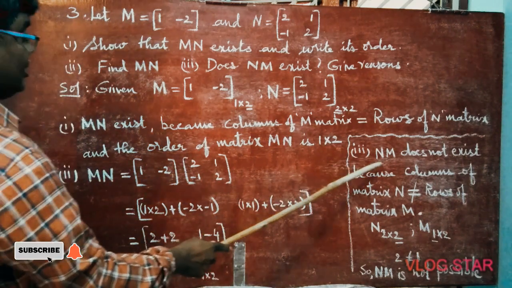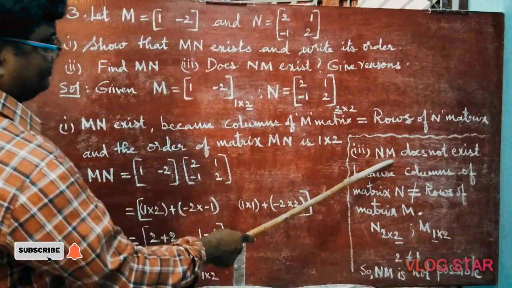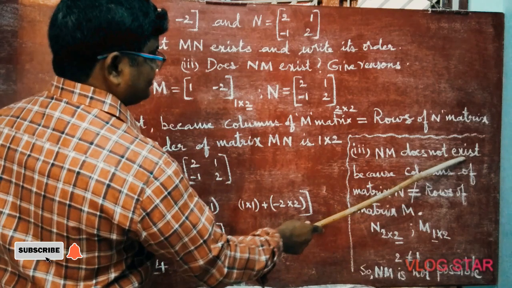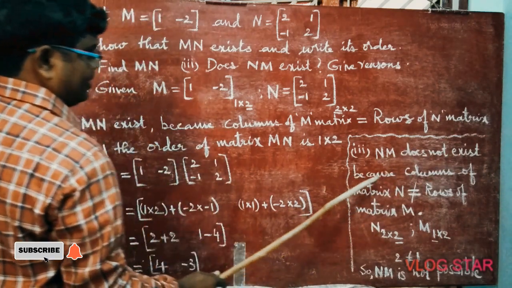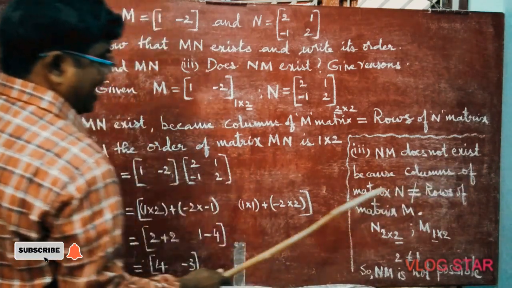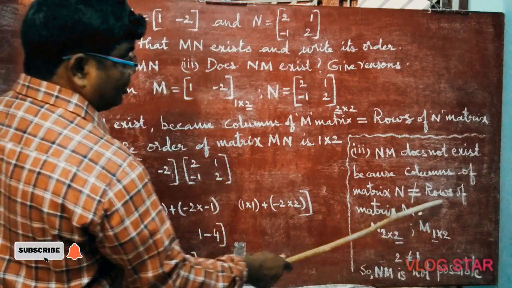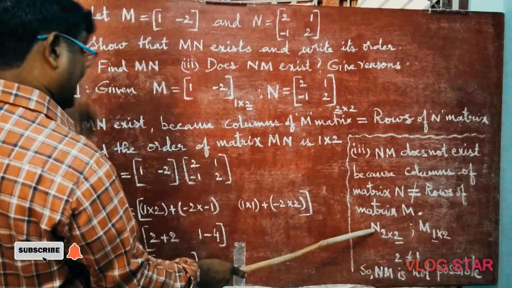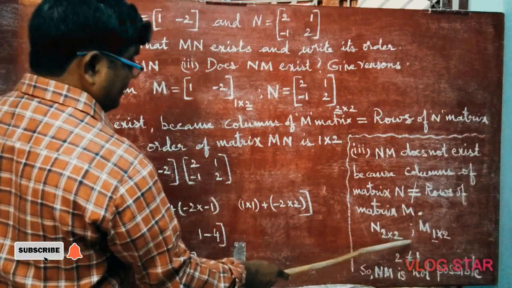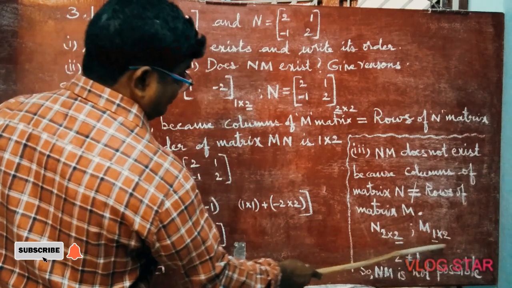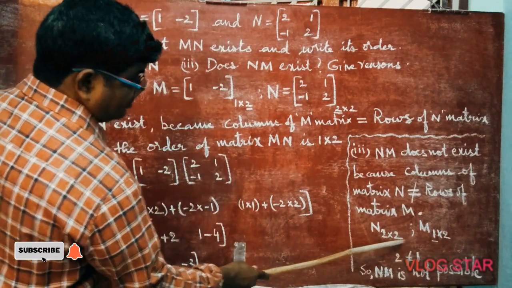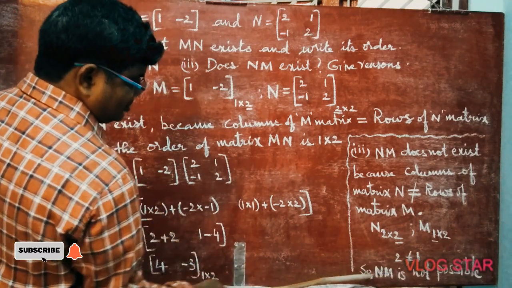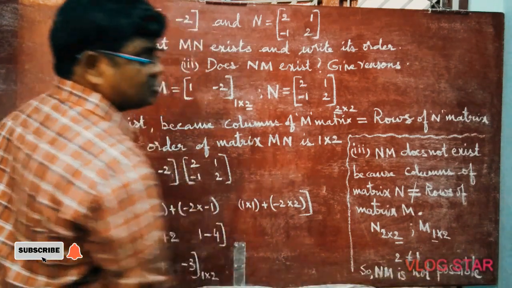Now coming to the third bit. What is the third bit? They told to find NM. Whether it exists or not, they are asking. Does not exist. NM does not exist because columns of matrix N are not equal to rows of matrix M. Here the order of N is 2 by 2. The order of M is 1 by 2. Here see, the columns are 2 and here the row is 1. Is 2 equal to 1? Not equal. So NM is not possible.